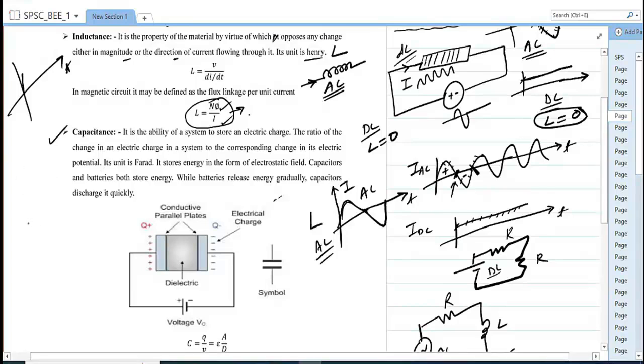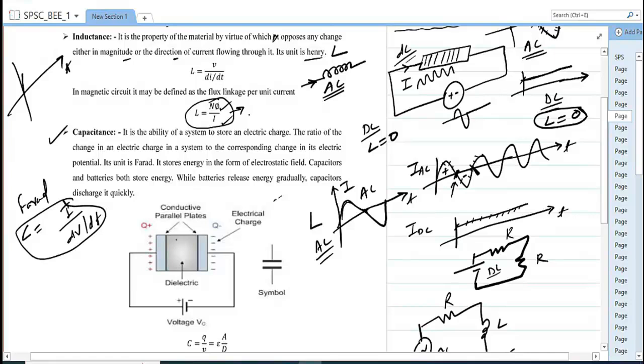That's why you can define the C. It is represented by C. Its unit is farad. And it opposes the change of voltage, dV by dt. This is the definition of C as per its property.